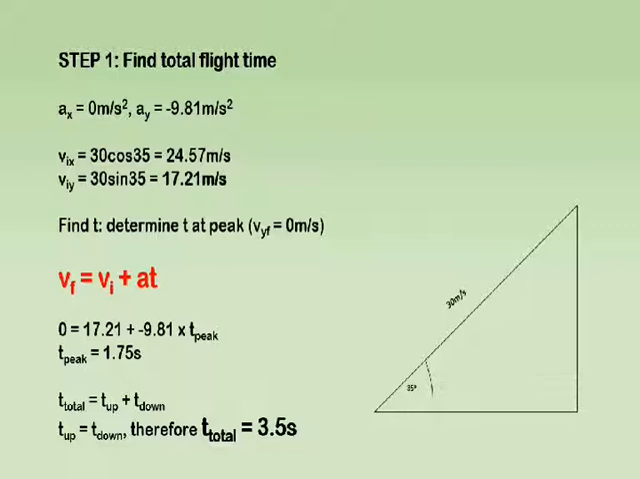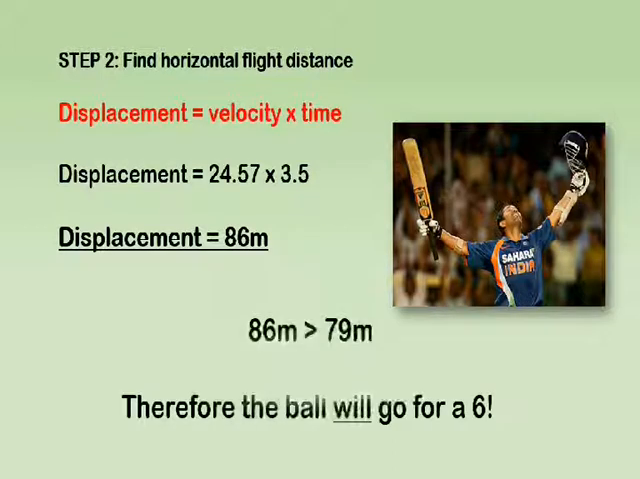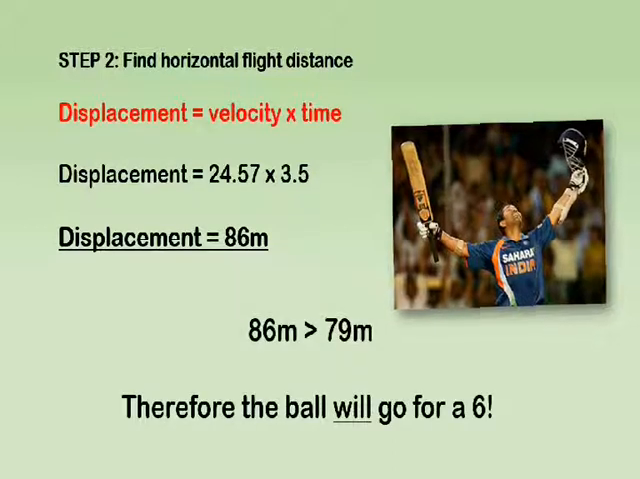velocity plus acceleration by time, to determine the time from initial contact to the ball's maximum height, which turns out to be 1.75 seconds. Because gravitational acceleration is constant, the ball will take the same time to reach the ground from the max height, making the total flight time 3.5 seconds. We can then use this time value along with the horizontal velocity component with the formula displacement equals velocity by time to find a total flight distance of 86 meters, which means the ball will clear the 79 meter boundary for 6 points. But let's make things interesting.